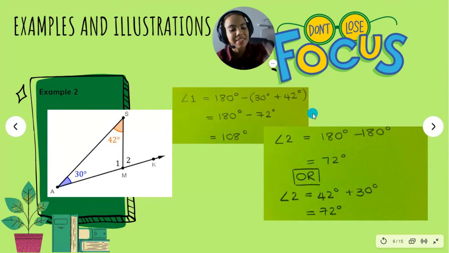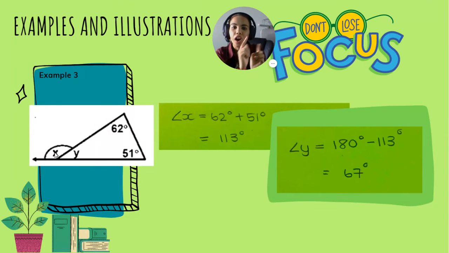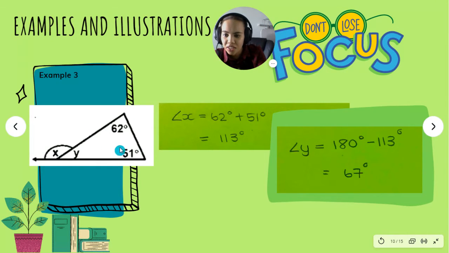Don't lose focus. Okay, example number 3. So I've done this in 2 different ways. I said, let's find angle X first. Angle X is an exterior angle. It's equal to the opposite internal angle. So it's not like this one and this one. It's opposite the way. So these two, when you add them, it equals angle X.